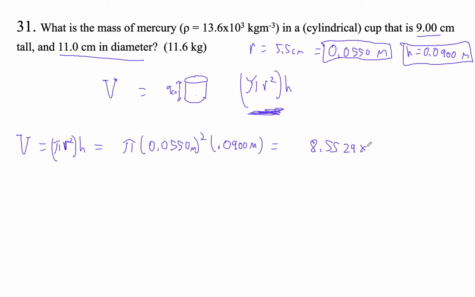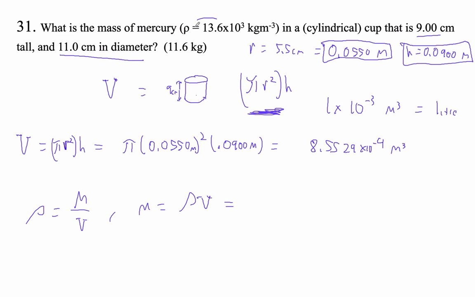8.5529 times 10 to the minus fourth cubic meters. 1 times 10 to the minus 3 cubic meters is a liter. Okay, so that's our volume, right? And so we want the mass. Density is mass divided by volume. So mass is density times volume, right?